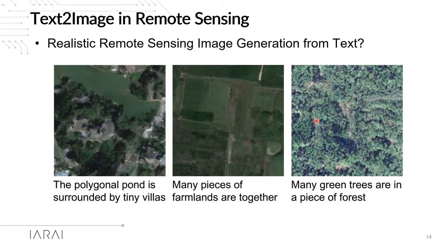So the main goal of our study here is to propose the first decent text-to-image generation work in the remote sensing scenario. You may also know that compared to computer vision tasks, remote sensing tasks generally put a higher requirement on the realism of the generated images. So we aim to synthesize realistic images. For example, here are some demos from the generation results of our method.